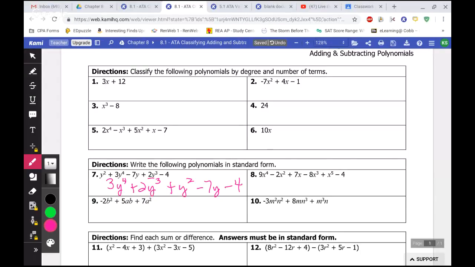And number 8, the highest degree, the first is x to the 5th. And then the next one is we have an x to the 4th. And then the next is x to the 3rd. And the next, and just remember that even though we're rearranging, we're keeping that sign that goes with that term with it.